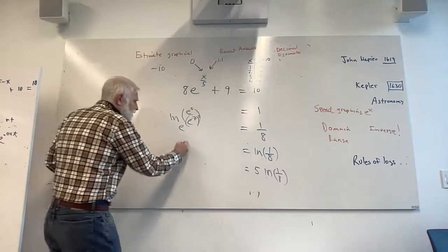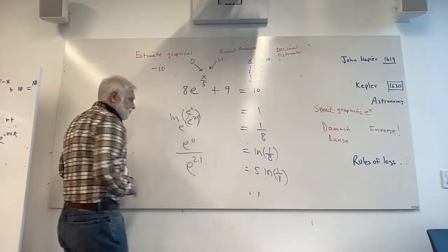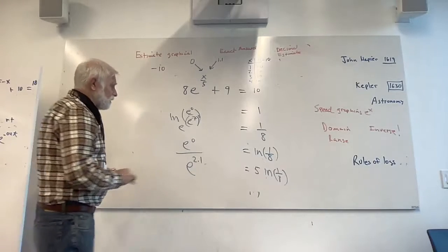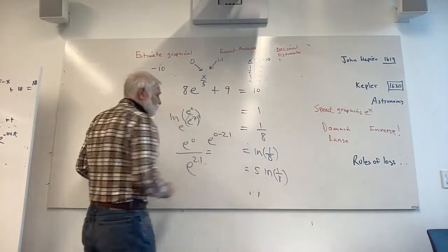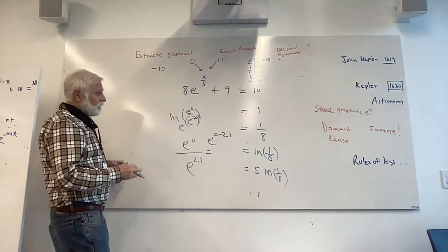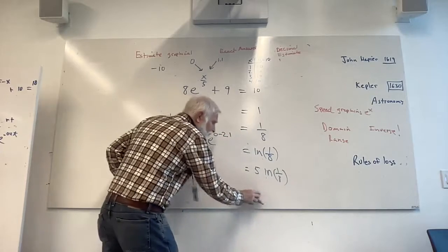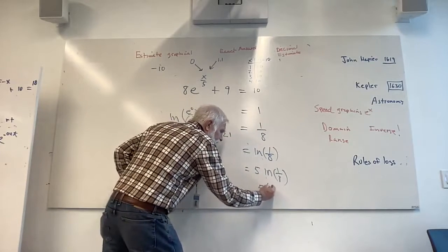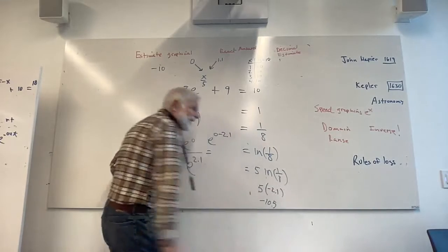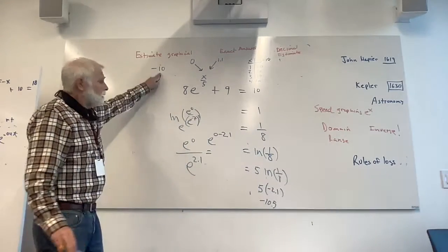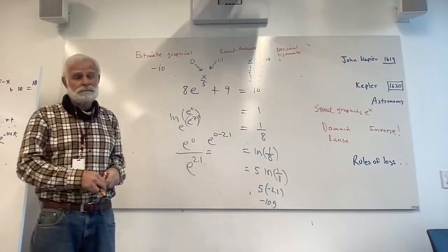Okay, so what is e to the 0 over e to the 2.1? Sure looks like it's e to the 0 minus 2.1, in terms of the rules of logarithms. So it looks like it's minus 2.1. And I'm going to do 5 times minus 2.1, which is negative 10.5. I feel better. Not a lot. I still wish I was closer.